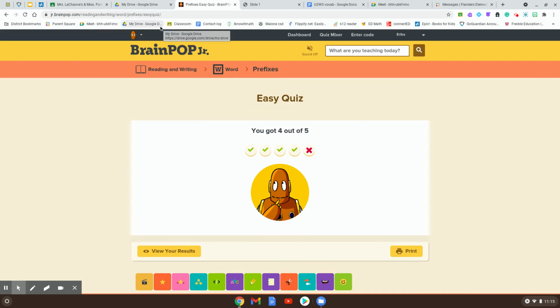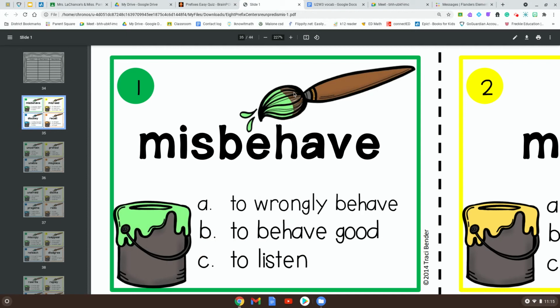Okay, so now what we're going to do is go over here, and I just have some questions for you. I have some words that have prefixes, and I want you to tell me what each word means with their prefix. So number 1 is misbehave. Does that mean to wrongly behave, to behave good, or to listen? It means to wrongly behave because mis means wrongly. It means to behave in a wrong way.